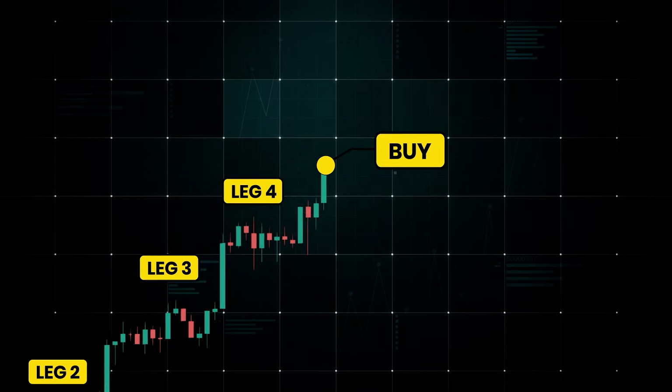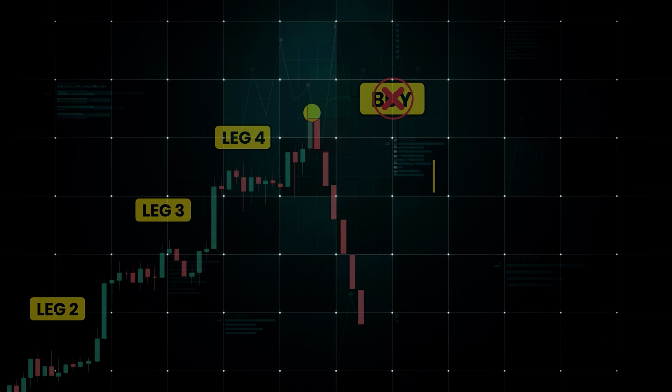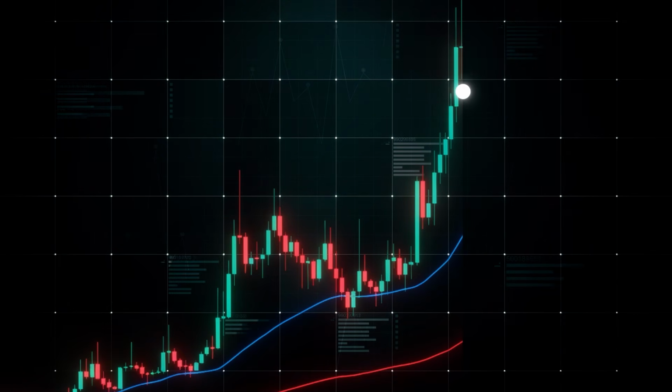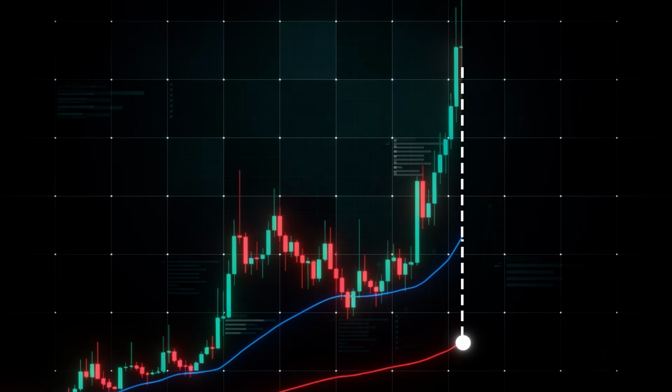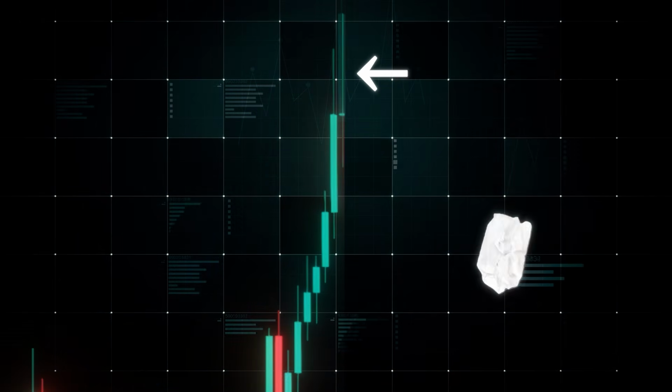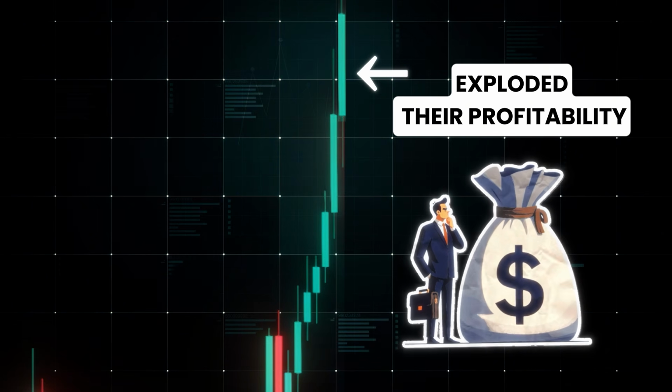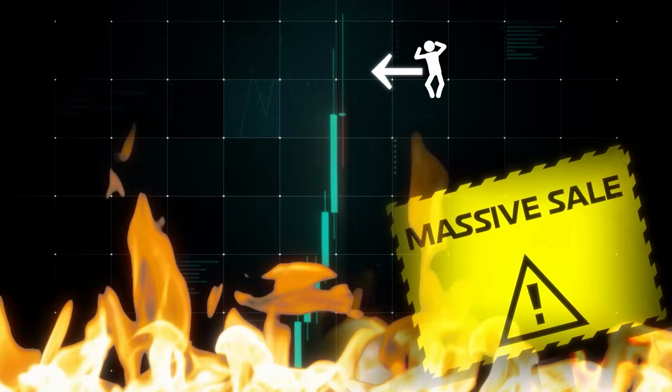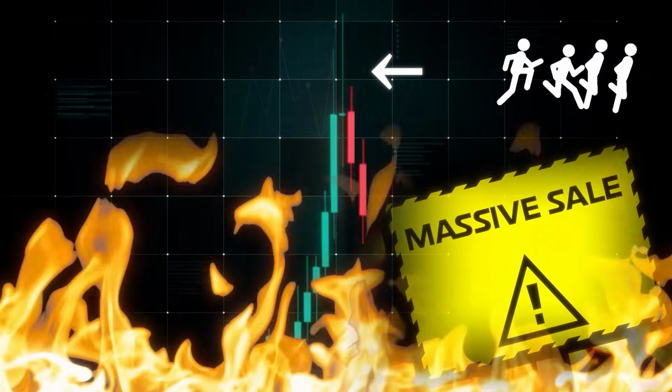Now, if a stock has had 3, 4, 5 legs up, there's a lot of people holding profits. If you get way above those moving averages, there's a lot of people who have hefty, unrealized gains. That last big bar exploded their profitability. And now their profits are so fat, so big, that they want to protect them. So any amount of red freaks them out. Uh-oh, wait a minute, I'm getting out. I'm cutting half of my position. I'm doing that. And it causes an avalanche.